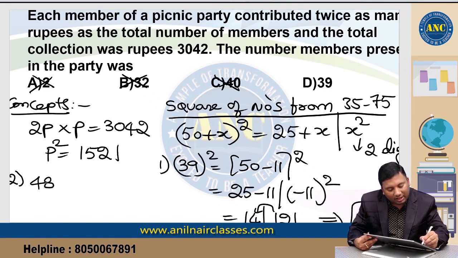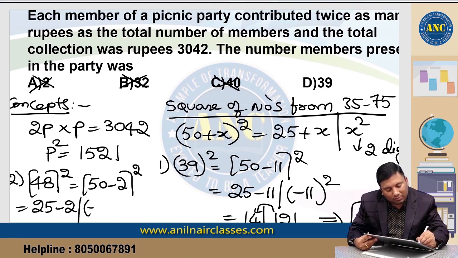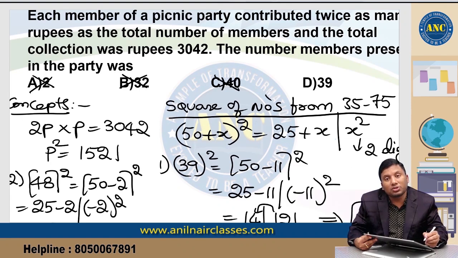Suppose it is 48 square. 48 lies from 35 to 75. So this is 50 minus 2 whole square. X is minus 2. 25 minus 2 slash minus 2 square. So it is nothing but 25 minus 2 is 23. 2 square is 4. 4 in a 2-digit format is nothing but 04. I hope the idea is clear, right?